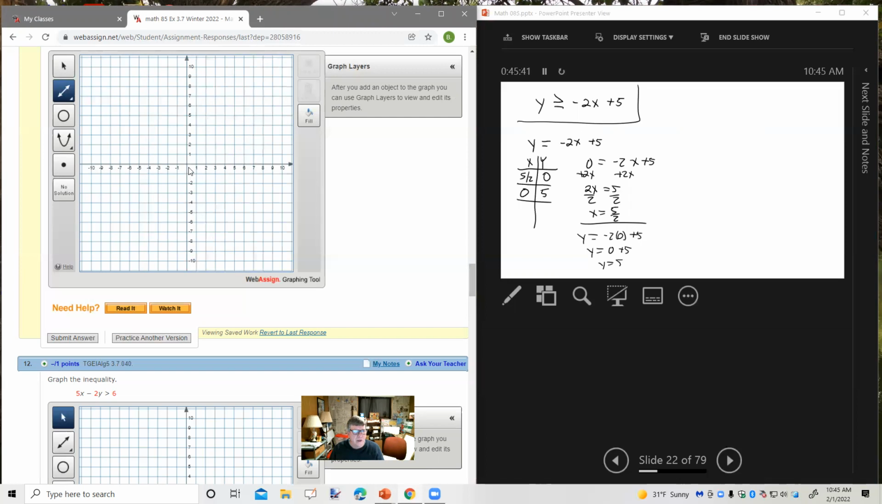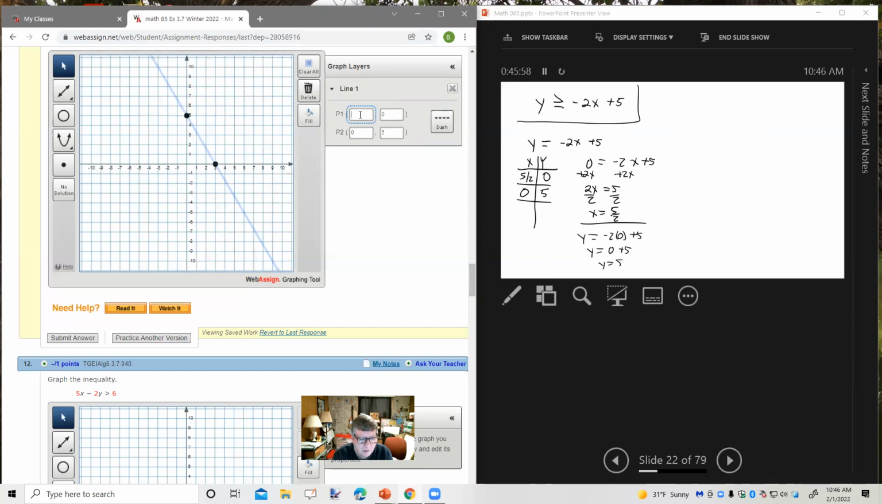Let's see. 5 halves is 2.5. So 2.5, 0. And then 0, 5. Now, notice it moved. It didn't go where I wanted it to. No need to panic. I come over here. I need this to be 5 halves. Now, again, don't use mixed numbers and don't round off fractions. Okay. Make them exact. So 5 halves, comma 0, 0, 5. Okay. So now my line is where I need it to be.